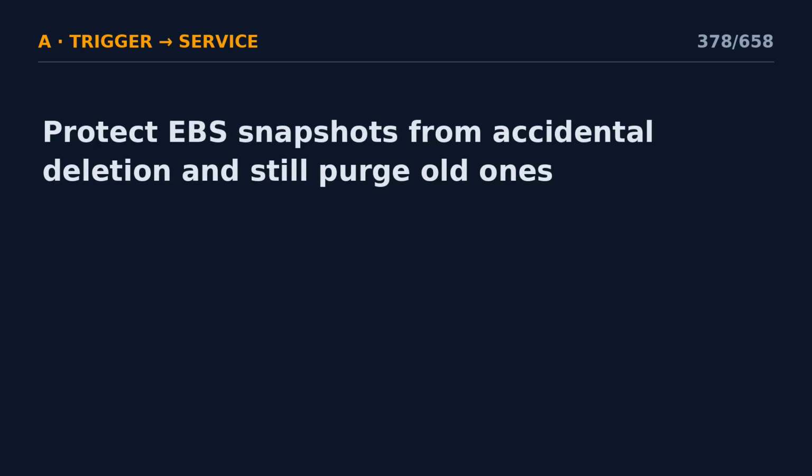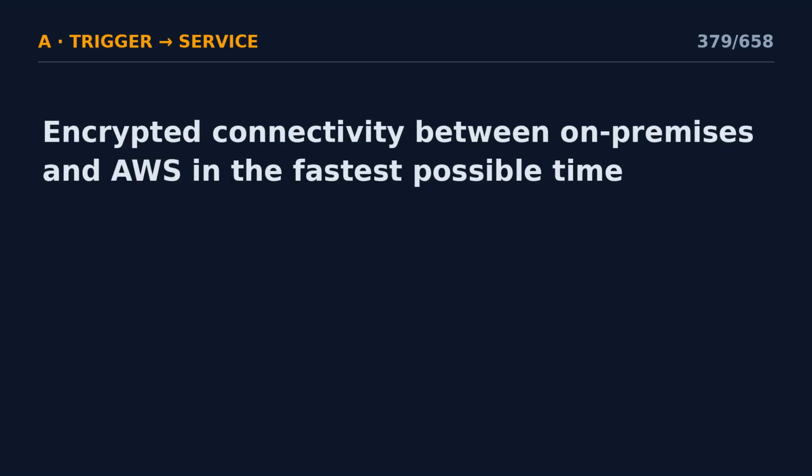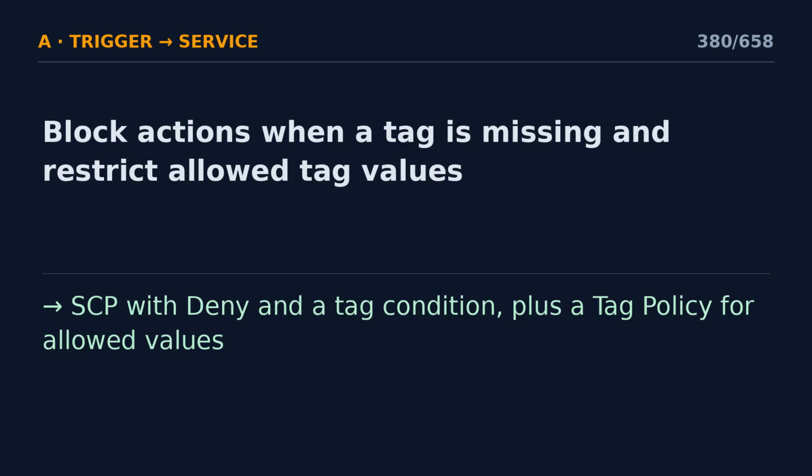Protect EBS snapshots from accidental deletion and still purge old ones. Answer: Recycle Bin retention rule for EBS snapshots. Encrypted connectivity between on-premises and AWS in the fastest possible time. Answer: AWS Site-to-Site VPN. Block actions when a tag is missing and restrict allowed tag values. Answer: SCP with deny and a tag condition, plus a tag policy for allowed values.